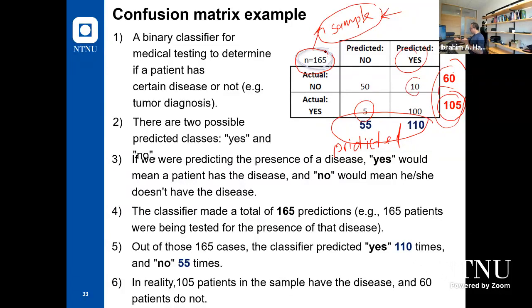So this diagonal is the correct classifications. If you want to find the accuracy, it will be 50 plus 100 divided by 165. So this is the accuracy. If you want to find the prediction error, it will be 1 minus accuracy. And we can get precision from here, and we can get recall. Those numbers are very important.